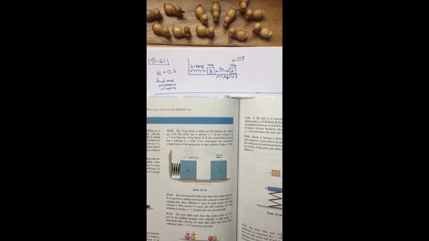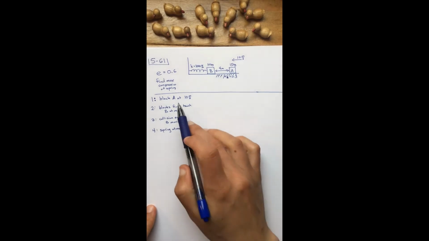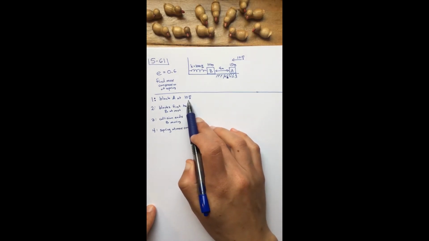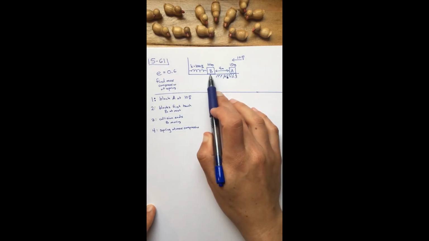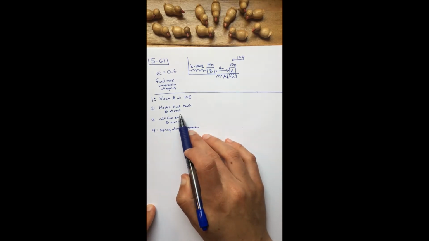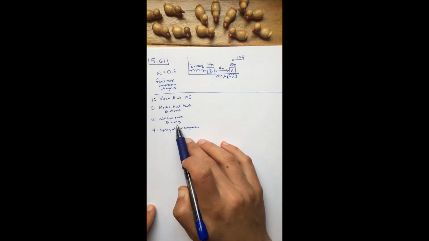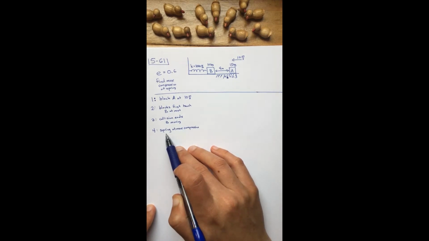So we want to find the maximum compression of the spring, and I chose 4 different events to look at. Initially we have block A traveling at 10 meters per second. When block A touches block B, the collision is going to begin. At the moment that the blocks first touch, B is still at rest. When the collision ends, B is now moving. And then finally, we're looking for when the spring is at its maximum compression.